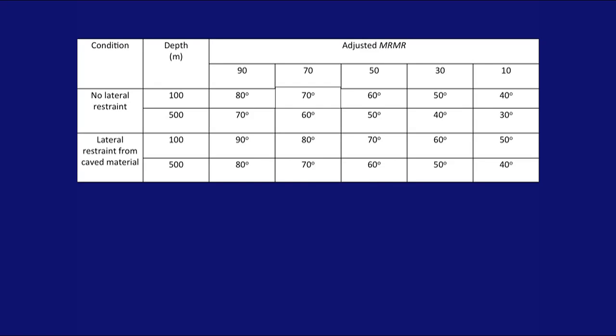There are two conditions: lateral restraint to the side walls of the cave crater, and if there's no lateral restraint, that's another condition. And he considers two depths, so 4 cases. So for example, if there's no lateral restraint at a depth of 100 meters for an adjusted mining rock mass rating of 50, the angle predicted is 60 degrees. At a depth of 500 meters, that prediction would be 50 degrees. If there is lateral restraint, the prediction at 100 meters depth would be 70 degrees, and at 500 meters depth, it would be 60 degrees.